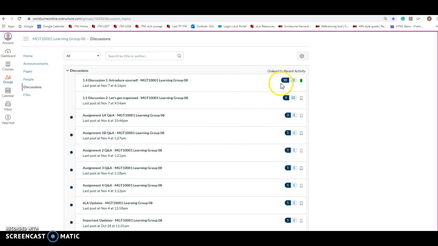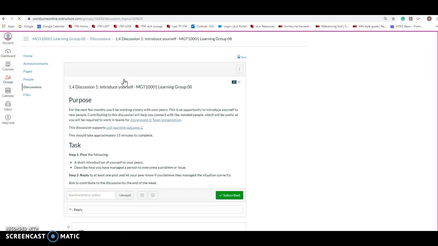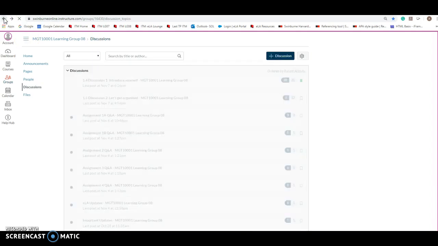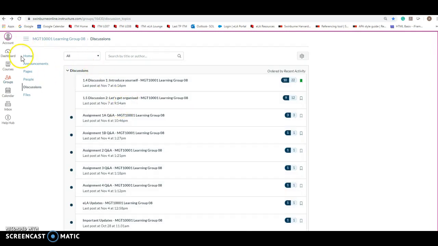If you've got messages that have been unread, they come down on this side of the screen. Okay, so you'll know that there's messages in there that you need to have a look at and click on those. And then if you click on them, it'll take you into the discussion board where you can have a look at what's happening.